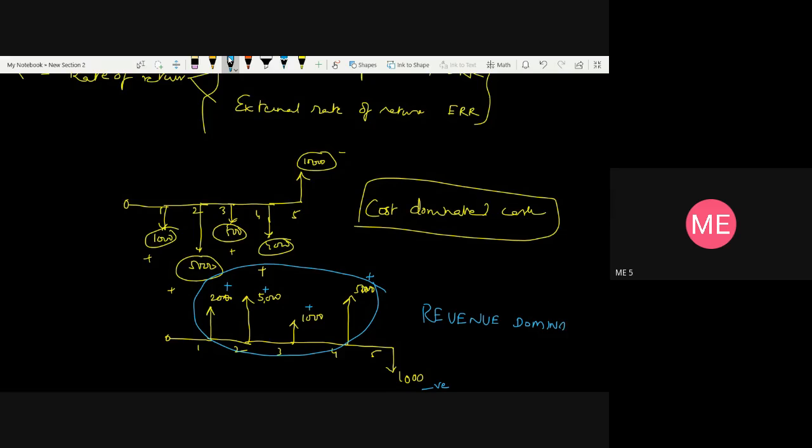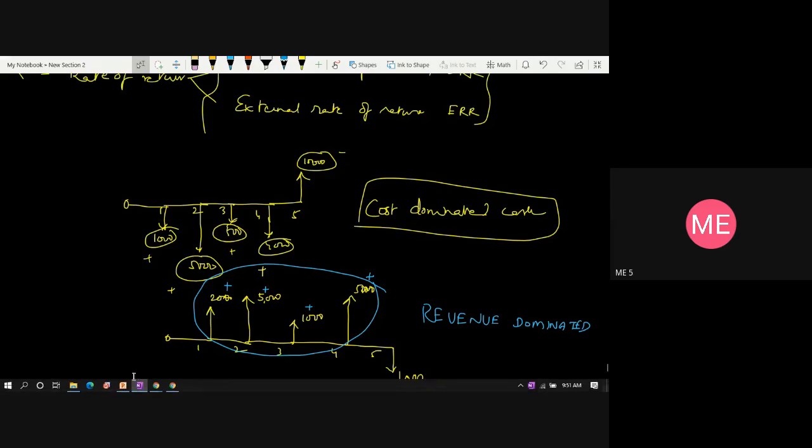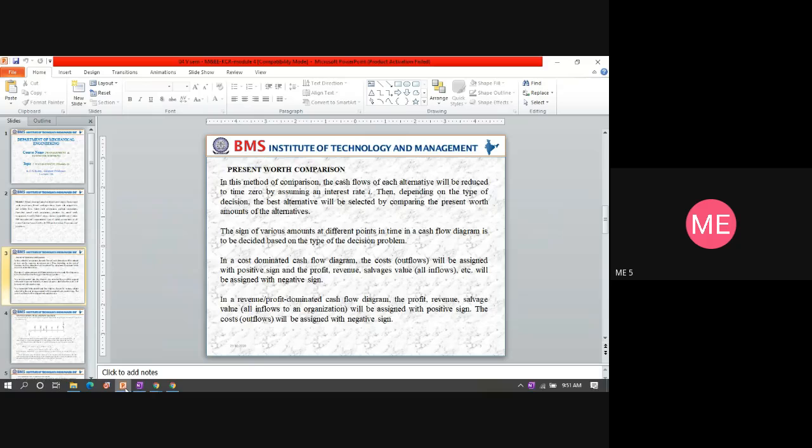That's what it says. So all the cash inflows, this is called cash inflows, and this is called cash outflow. All the cash inflows will be treated as positive, and all the cash outflows, that is cost, will come under the negative sign. You need to represent them with the negative sign. So that is the fourth point in this present worth comparison.